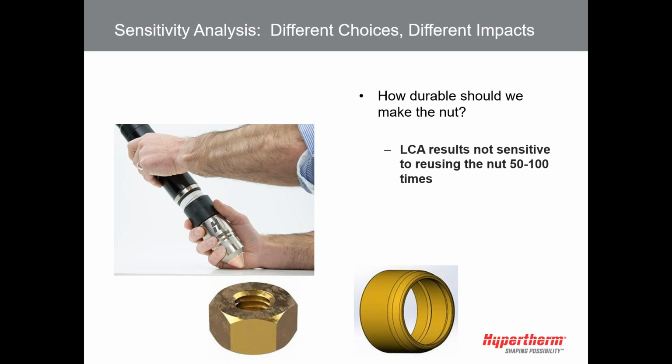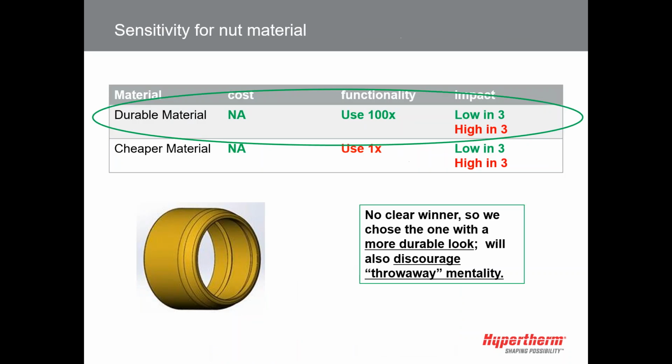And so the first question we asked is, is the model even sensitive to the use of this nut between 50 and 100 times, say, of reuse? And it turns out, well, that frequency range doesn't really make a difference. So next slide, we asked another question about that nut.